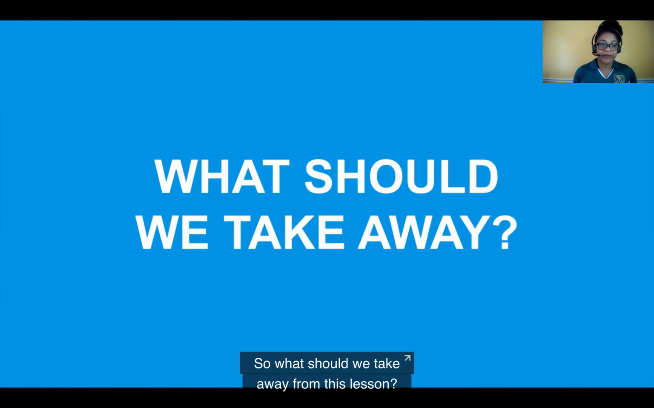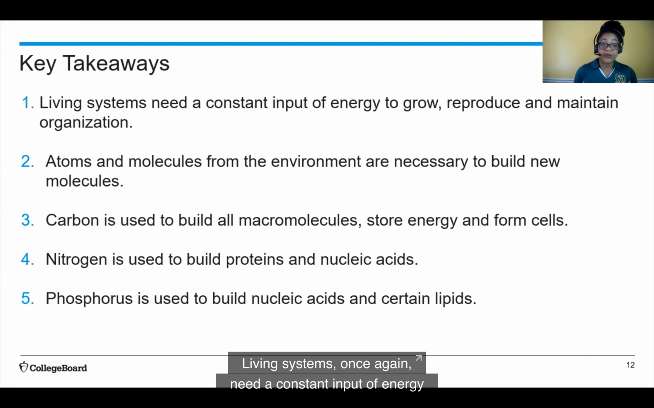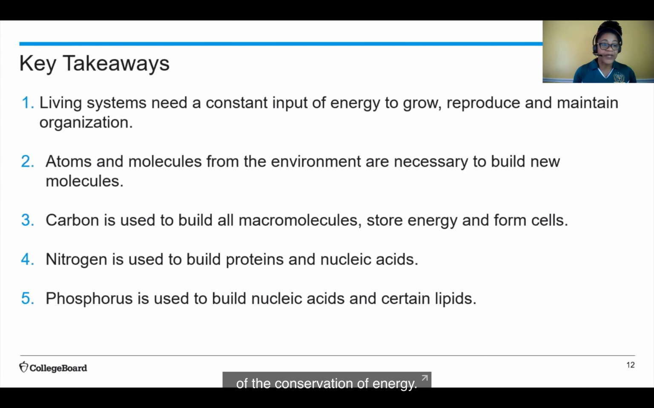So what should we take away from this lesson? Living systems, once again, need a constant input of energy because they have to abide by the laws of the conservation of energy. Atoms and molecules from the environment are necessary to build the important molecules of life. Carbon is used to build all of the macromolecules, and it also assists in storing chemical energy and forming basic cell structures. Nitrogen is used to build proteins and nucleic acids, and phosphorus is used to build nucleic acids and certain lipids.